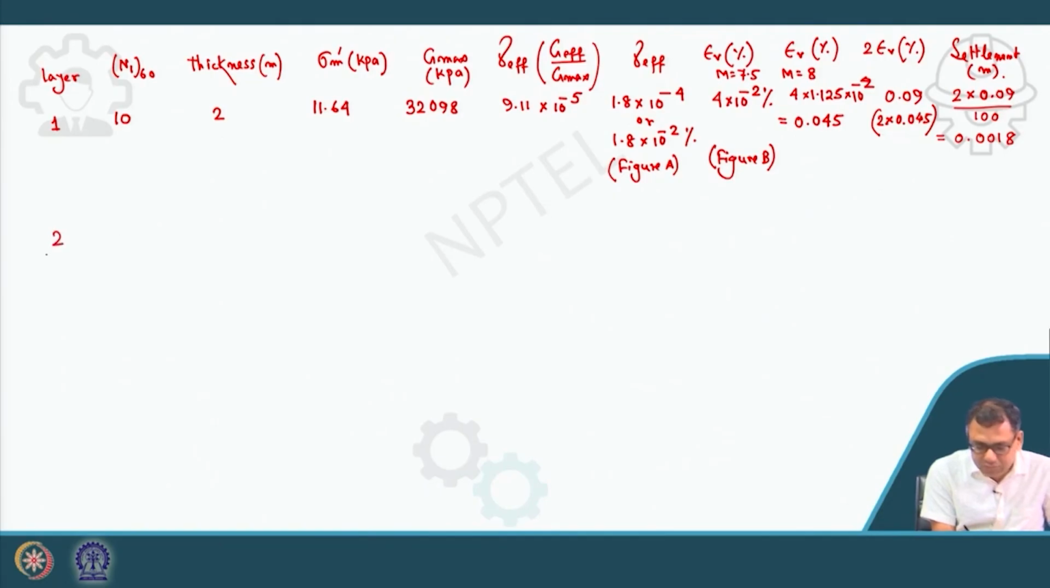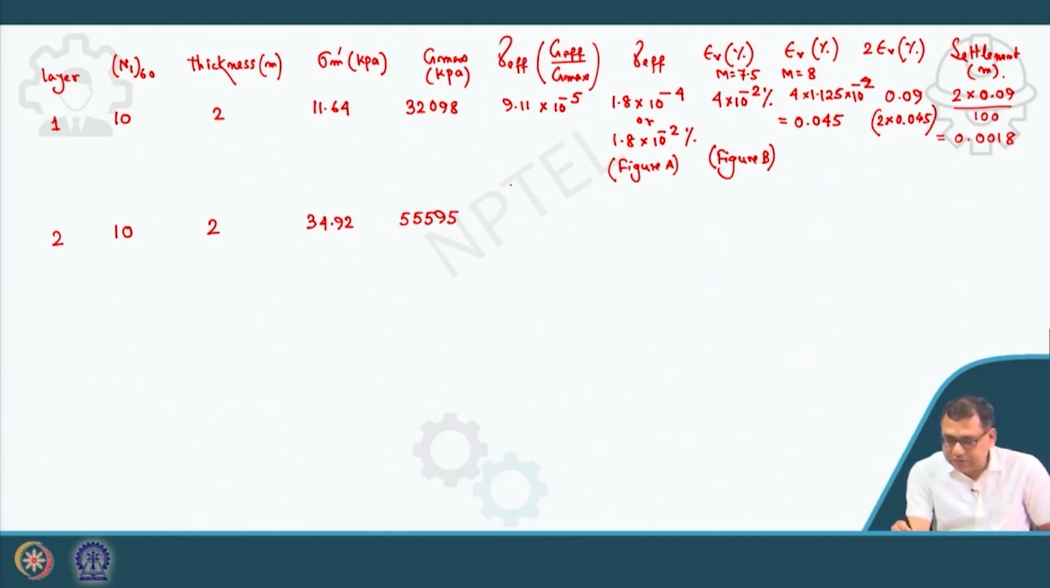For layer 2, the N1,60 is 10, thickness is 2 meter. Then I will get the sigma m dash is 34.92 at 3 meter, middle of that layer 2. And I will get G max is 55595. Effective strain into G effective divided by G max is 1.6 into 10 to the power minus 4. Then this effective strain I will get 3 into 10 to the power minus 2 percentage from figure A.